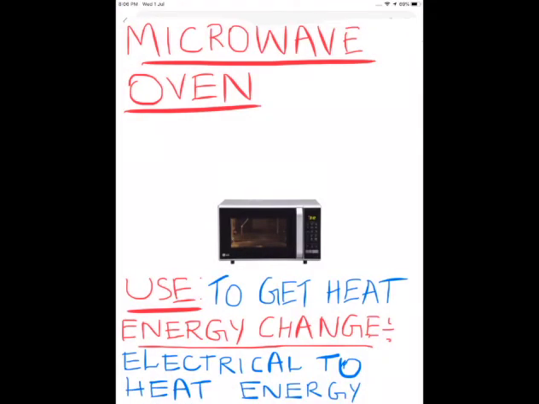What is the name of this device? It is a microwave oven. What is the use of this device? To get heat. What type of energy change is taking place? It converts electrical energy to heat energy. Correct?